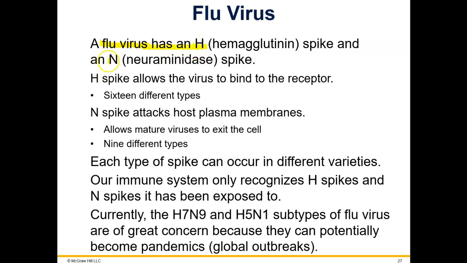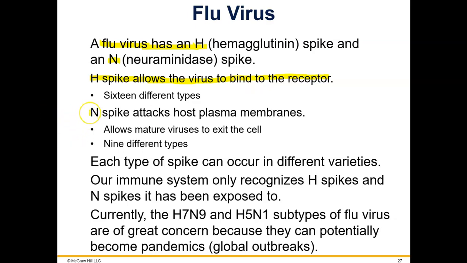And that's how we name the different strains of flu viruses, by their H and N spikes. The purpose of the H spike is to allow the virus to bind to the host cell receptor, the receptor on the host cell membrane. And there are 16 different H spikes. So you would say like H1, H2, H16.